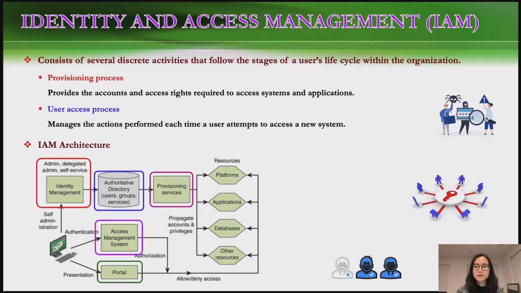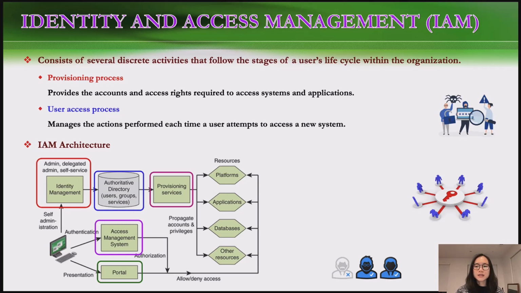An architecture for identity and access management is a high-level model that describes the main elements and interrelationships of the identity and access management system. The figure here on the slide shows a typical architecture for an identity and access management system. The architecture includes 5 main elements.